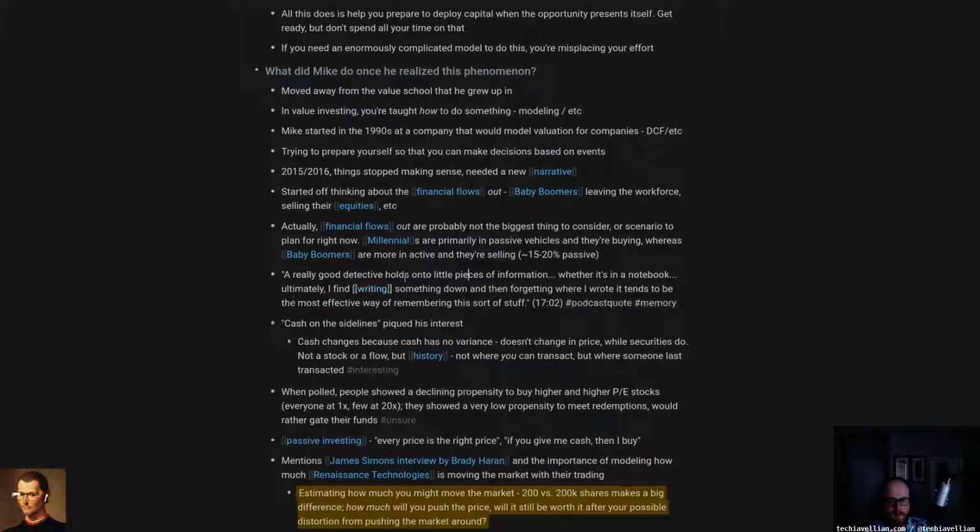He says, a really good detective holds on to little pieces of information, whether it's in a notebook. Ultimately, I find writing something down and then forgetting where I wrote it tends to be the most effective way of remembering this sort of stuff. Well, I think that's probably true.